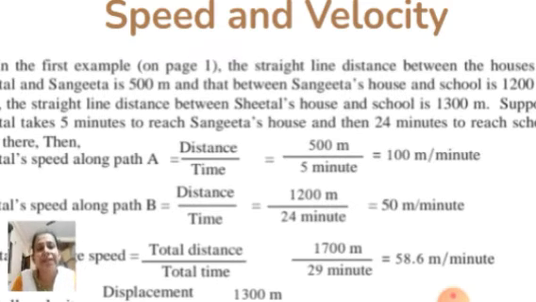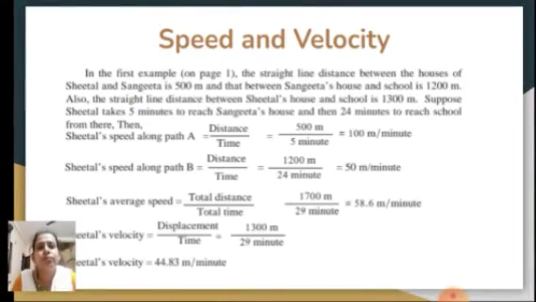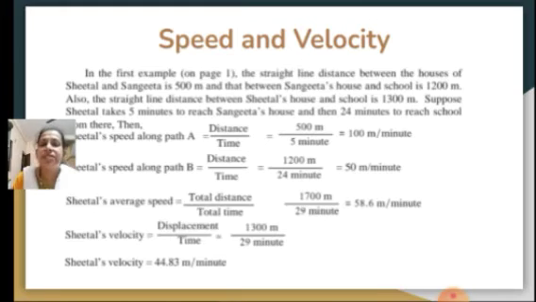Okay, so that would be the average speed. Fine. Whereas the displacement, Sheetal's velocity would be how much? Sheetal's velocity is nothing but the displacement upon time. Displacement is the minimum distance, and minimum distance is around 1300 meters and total time taken is 29 minutes. So that means here the average velocity of Sheetal becomes 44.83 meters per minute.